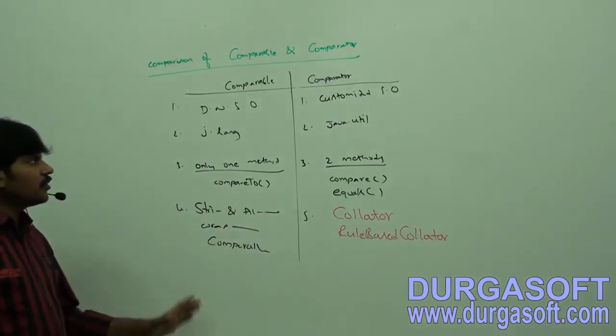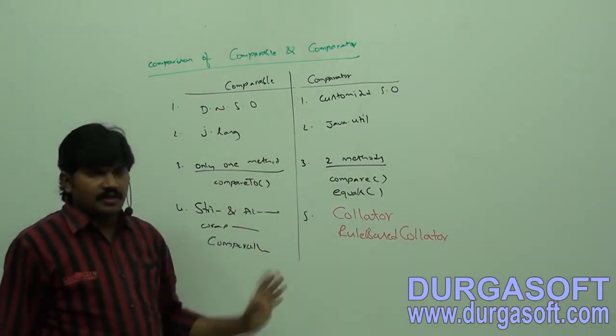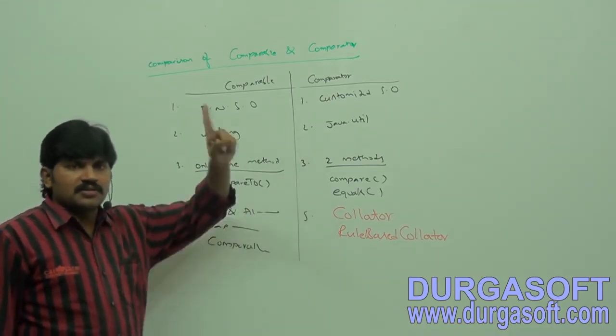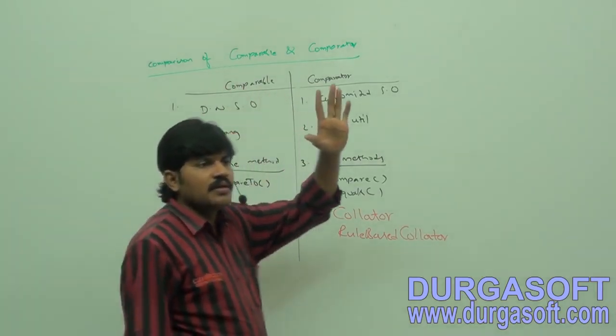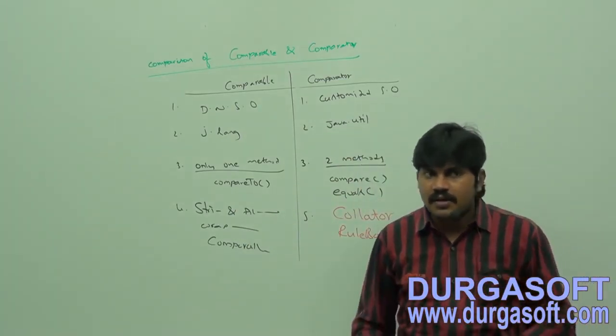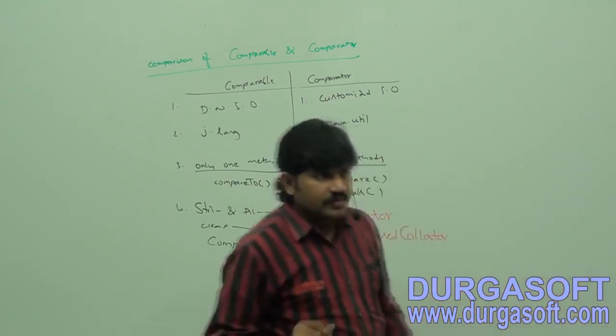That's all. This is the comparison of comparable and comparator, right? So very important, what is the difference between comparable and comparator? Single line answer: comparable is meant for default natural sorting order, comparator is meant for customized sorting order. Clear for all of you, right? Okay, next one.